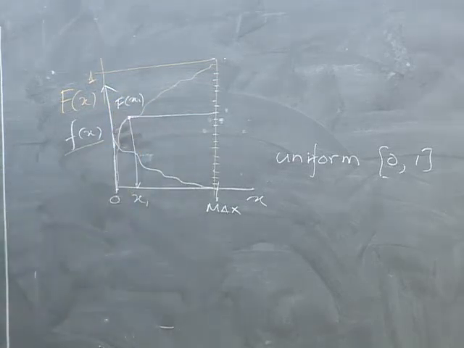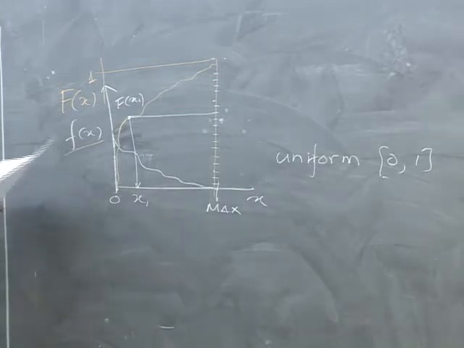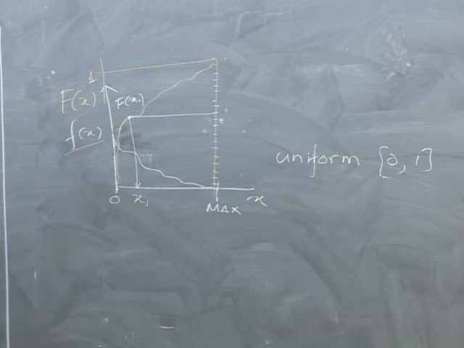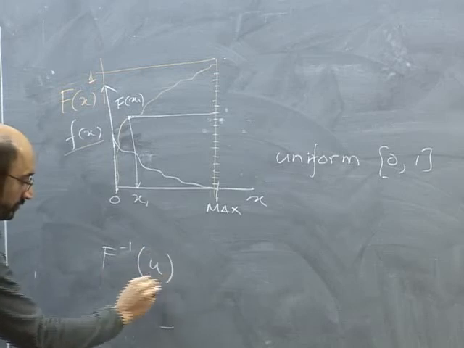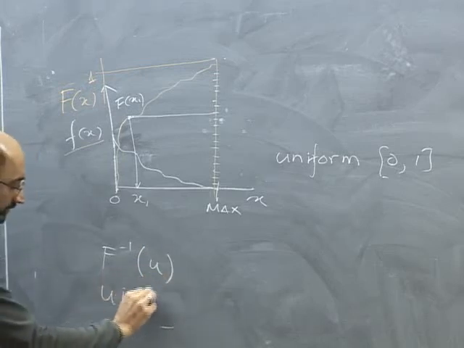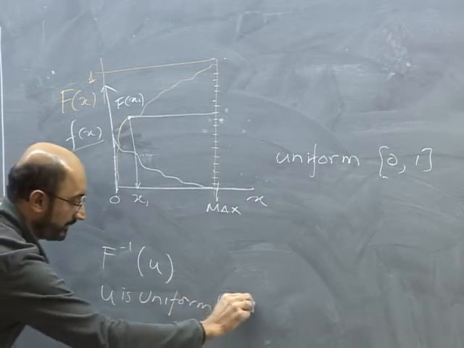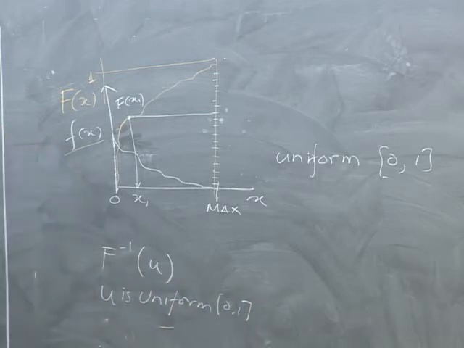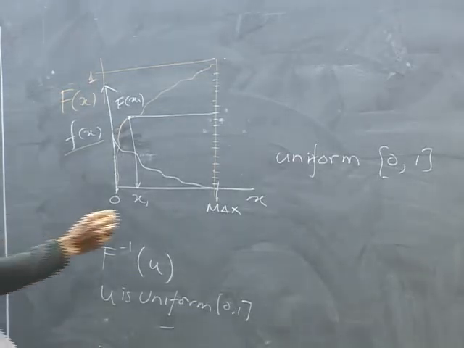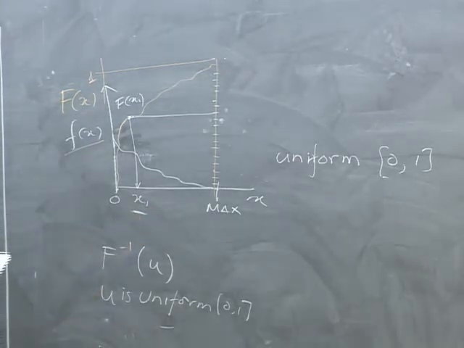So what you're really going to do is generate values uniformly in the range of capital F and take the inverse transform. So you're computing essentially F inverse of U, where U is uniform in the range 0, 1. And if you do this, these values x_i are going to be generated from the density function small f of x.